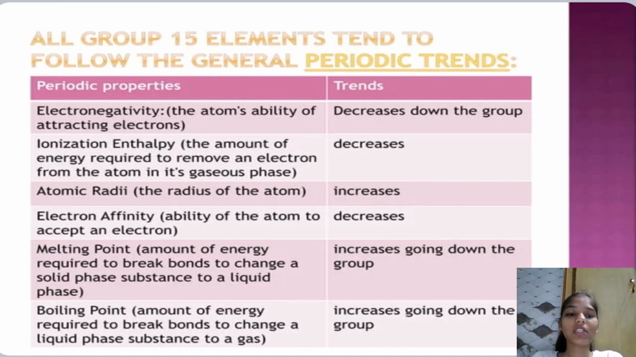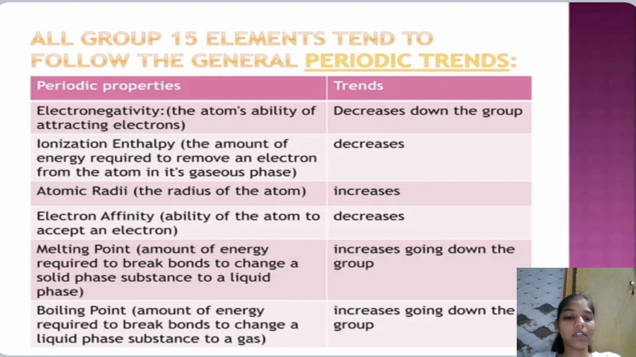Next, ionization enthalpy. It is the amount of energy required to remove an electron from the atom in its gaseous phase. It decreases down the group because down the group the atomic size increases, so the number of shells increases, due to which the nuclear force of attraction decreases, so electrons are lost more easily. Next is atomic radii, the radius of the atom. It increases down the group because the shells increase.